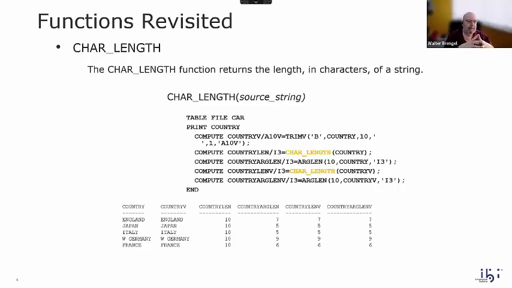The country field has a format of A10. So whether you have spaces, trailing spaces or not, it's always going to be 10 characters in length because you'll have space, space, space, and those count. ARGLEN, on the other hand, only shows you up until the last non-blank character. So the length using ARGLEN is the true length of the field.